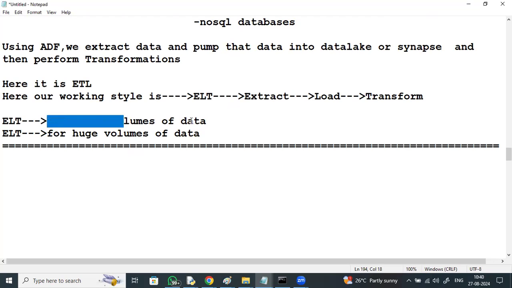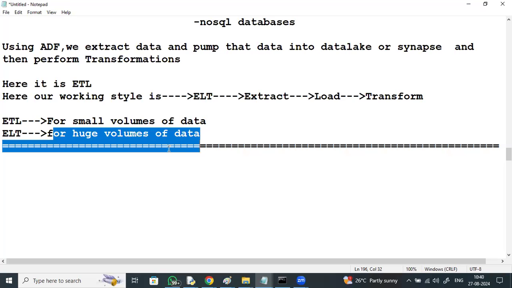For small volumes of data, sorry, it is ETL. ETL is for small volumes of data. ELT is for huge volumes of data.